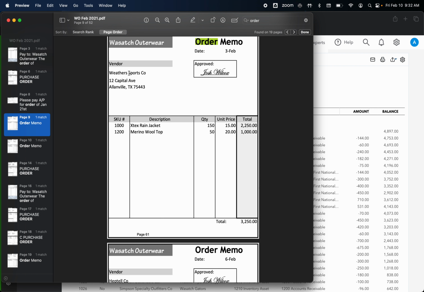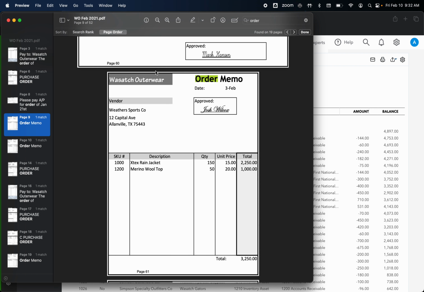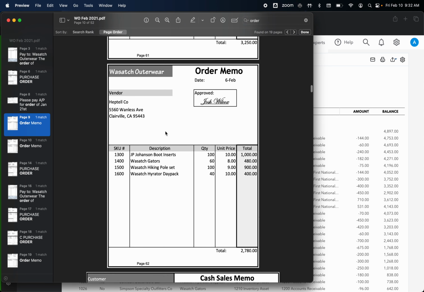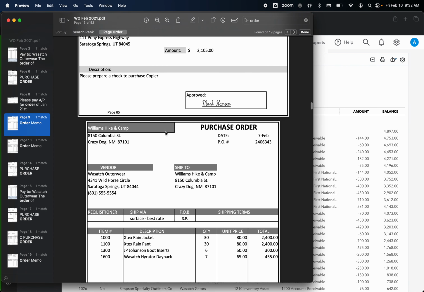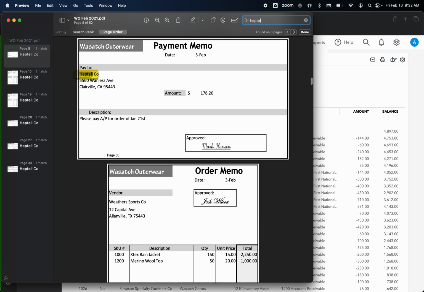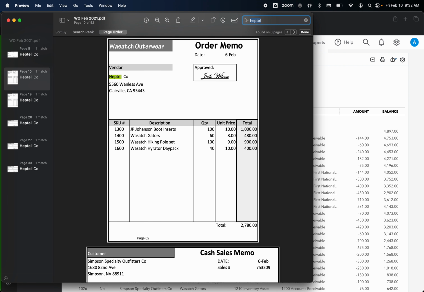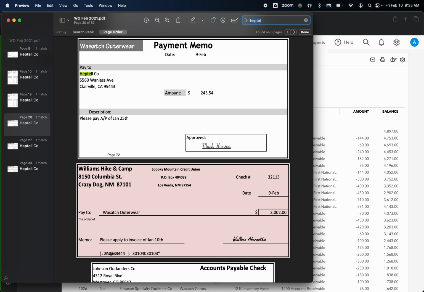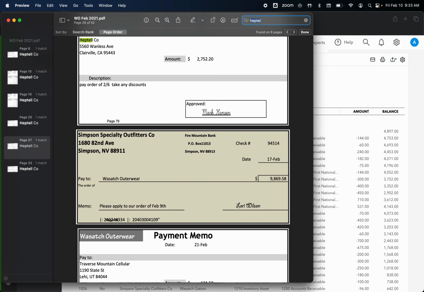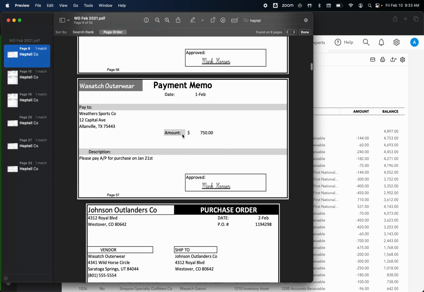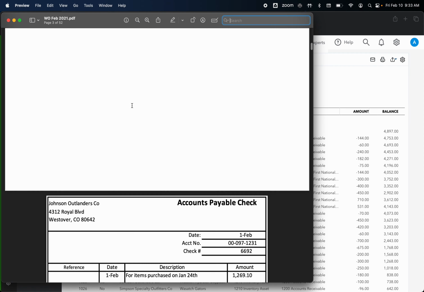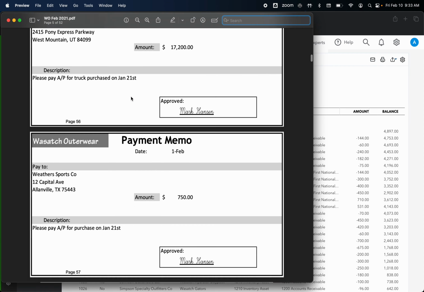Right? Vendor Weather Sports, we're purchasing this from Weather Sports. Heptel. Payment memo, and then we pay Heptel. We order, we pay Heptel, we pay Heptel. So the question is, where are these? Initial. What am I missing here?